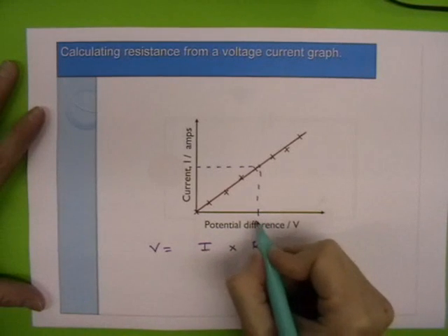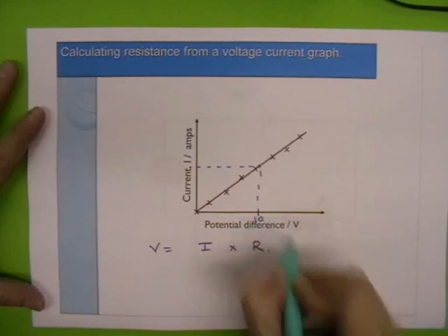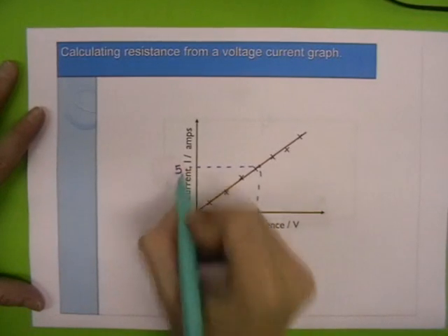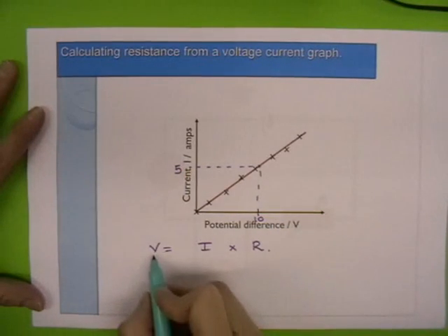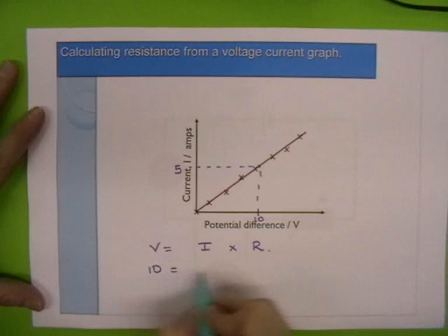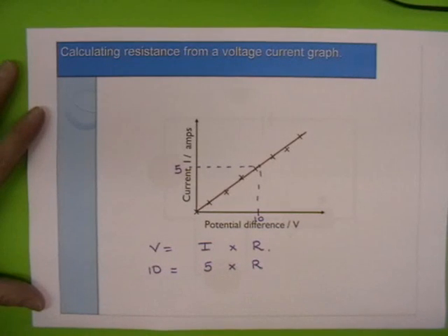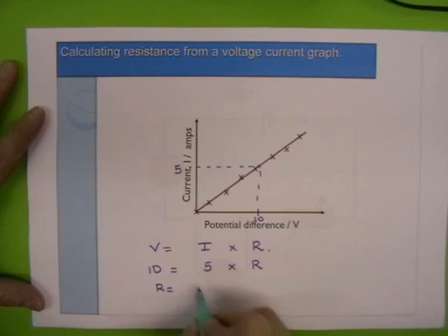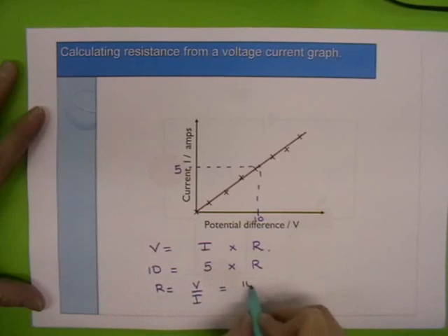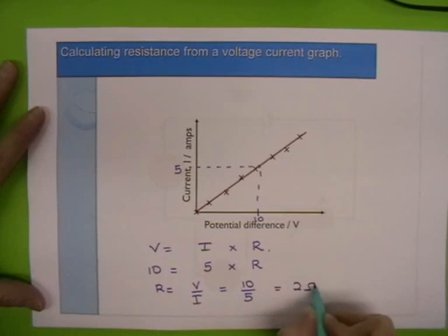Say, I'm just going to make up numbers here, say that was 10 volts and this was 5 amps. Then V is 10 equal to 5 times R. So if you rearrange that, R is equal to V over I. And in terms of the numbers, 10 divided by 5. So R must be equal to 2 ohms.